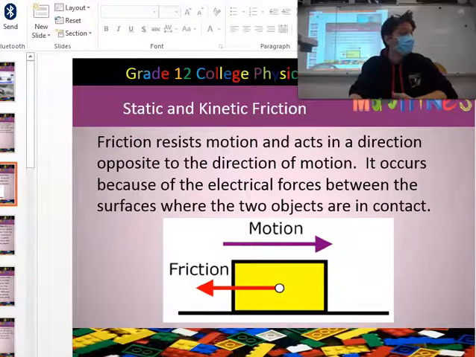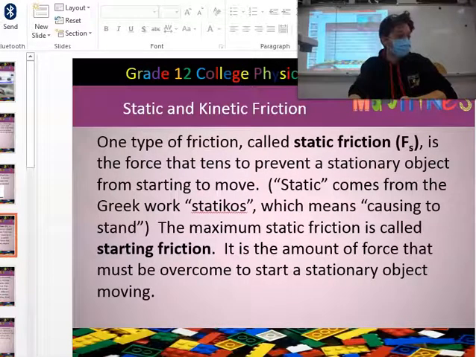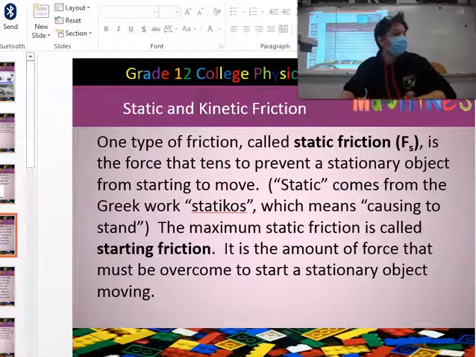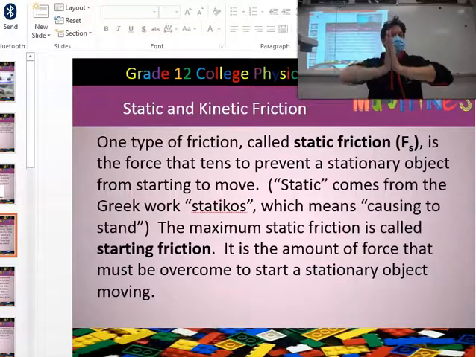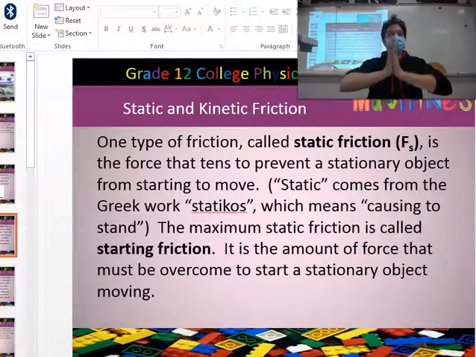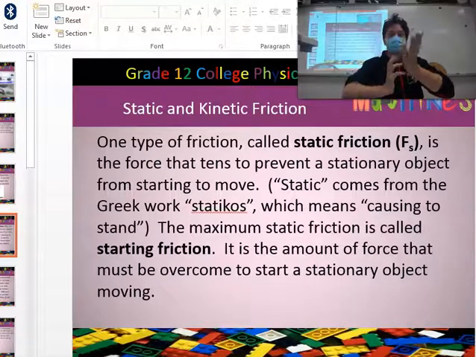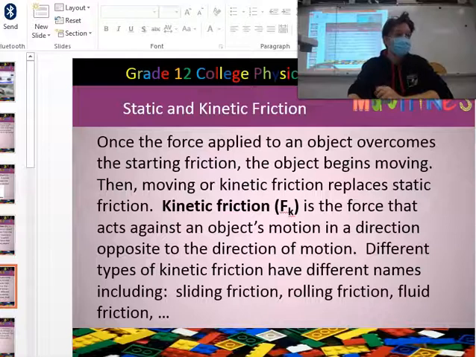Now usually friction will resist motion and always act in the opposite direction of motion. But there are two types of friction. One is called static friction. We haven't talked too much about this, but static friction is a force that prevents a stationary object from starting to move, right? For example, if you push hard against your hands and then try to slide them across each other, there's a force that prevents you from doing so. That's static friction. But then once your hands start sliding, this is called kinetic friction.